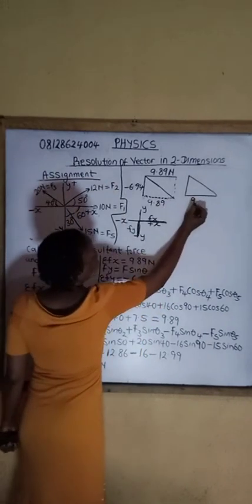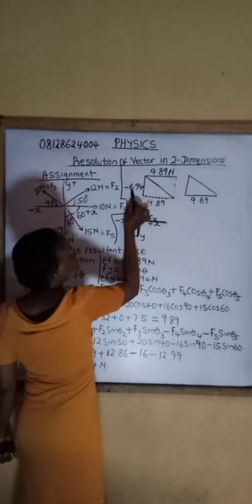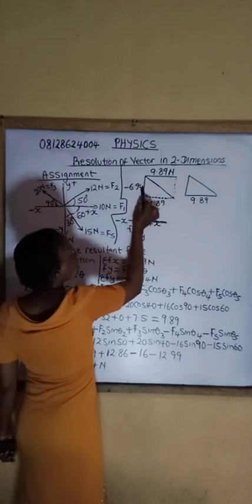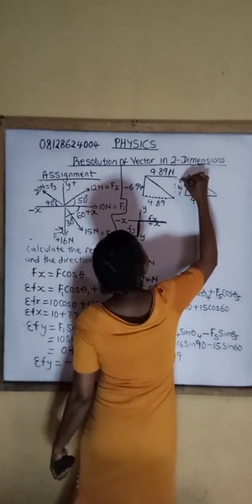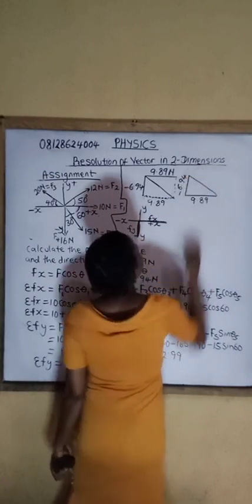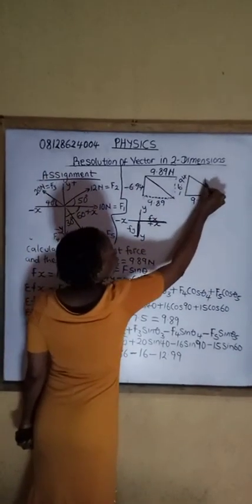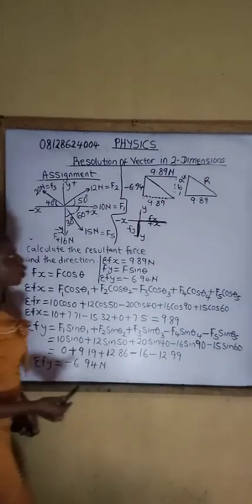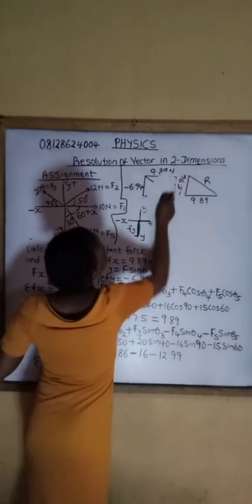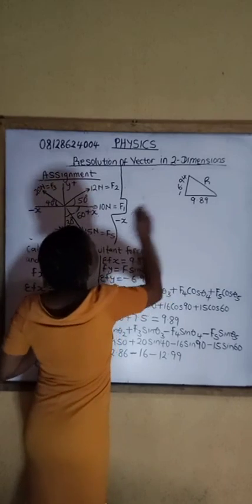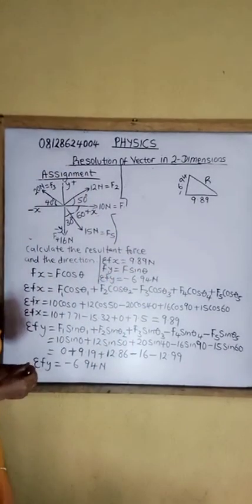This is 9.89 Newton, while this one is minus 6.94. So the longest side will now be my resultant force. This is what we need to get our resultant force.